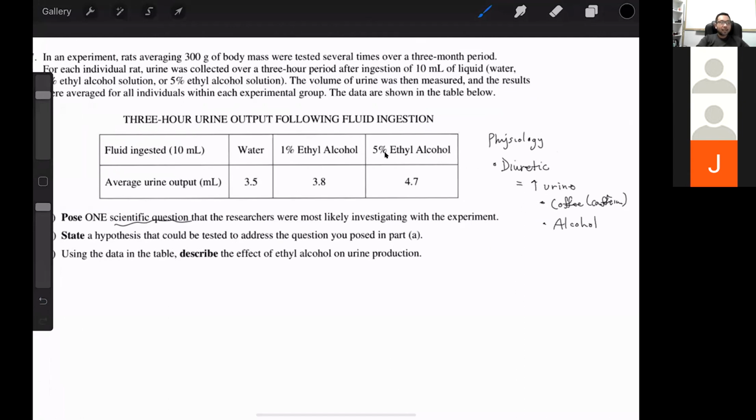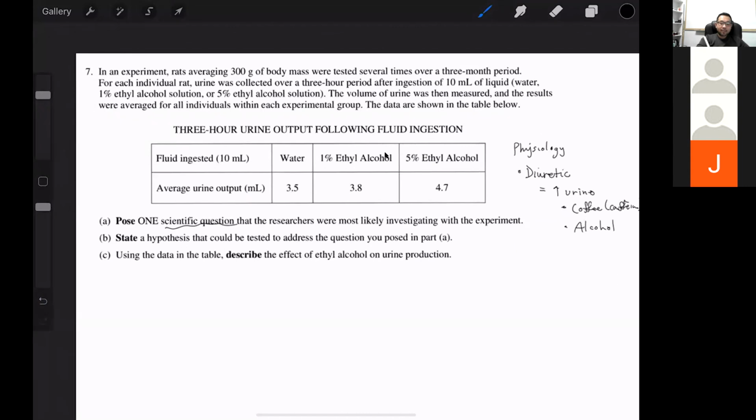So this diuretic is clearly working because, as you can see, at 1% ethyl alcohol we have an increase in the average urine output. At 5%, we have yet another increase. These are trends, okay? Without some sort of statistical test, I can't actually tell you whether this is significant or not, but there definitely is a trend in increased urine output as a result of ethyl alcohol being added to their fluid ingestion.